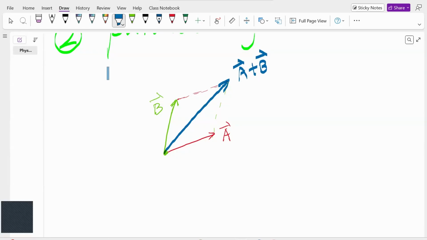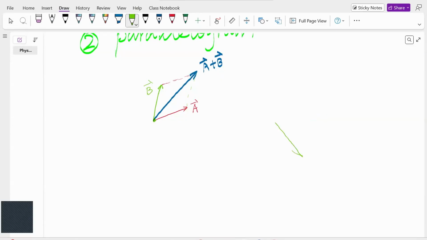Okay. Suppose this is a C going this way, and then D going this way. Can you find C plus D? What's the degree?